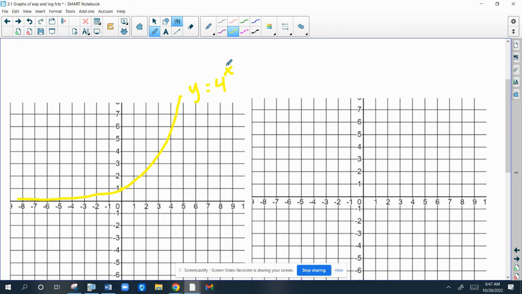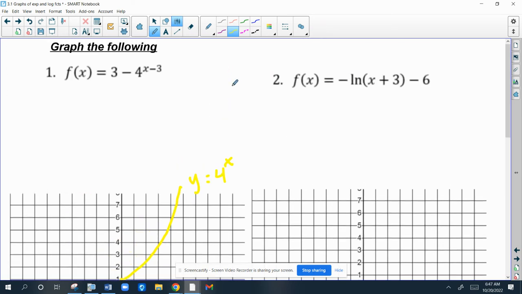Now I did that very lightly because this is now transformations of 4 to the x. So we're just going to take that light yellow graph and transform it how this says. So the first thing I'm going to do is rewrite this a little bit. I'm going to make it negative 4 to the x, minus 3. Just reorder it so the exponential part comes first. And then I'm going to use all of my knowledge of transformations.